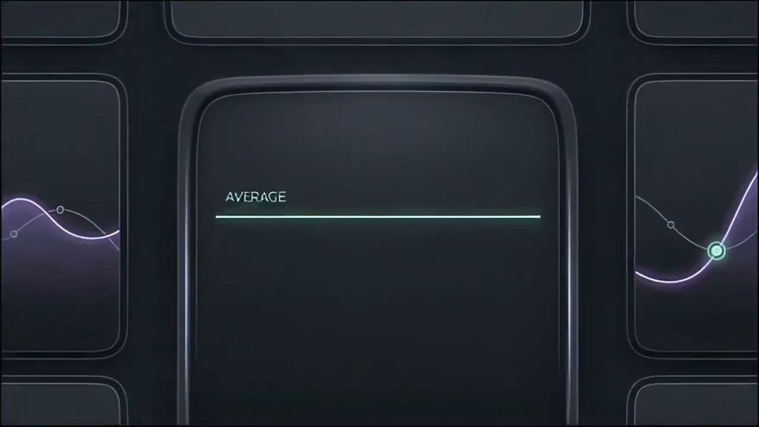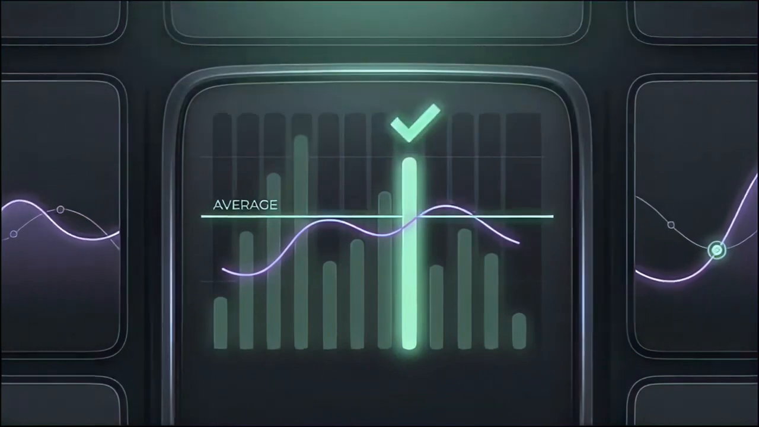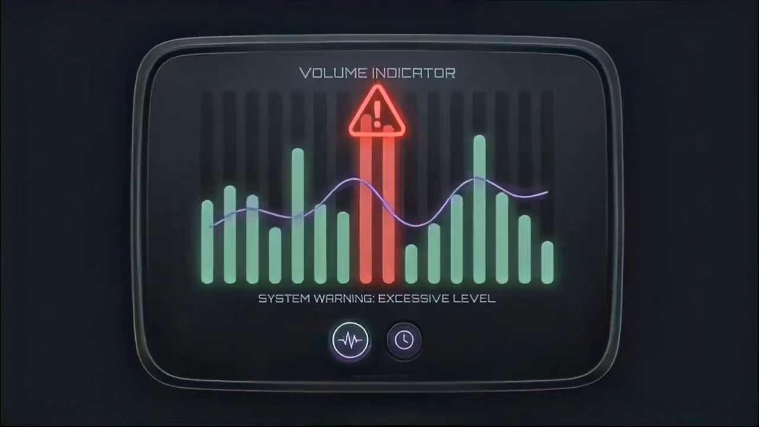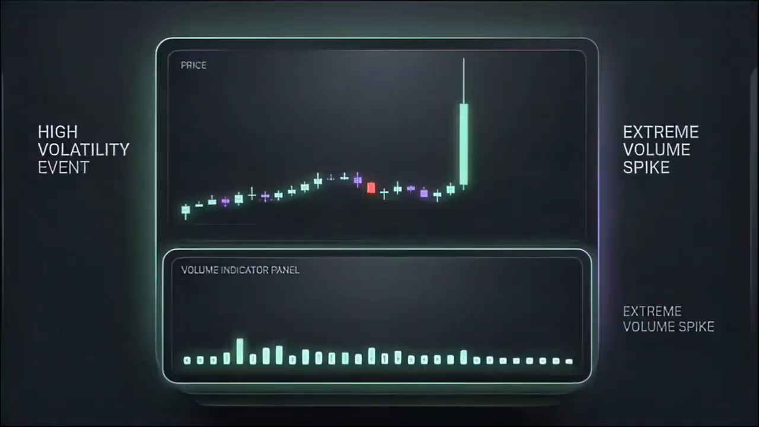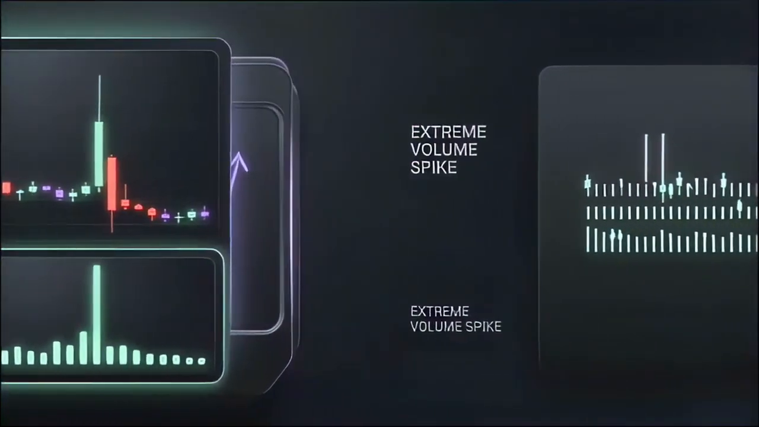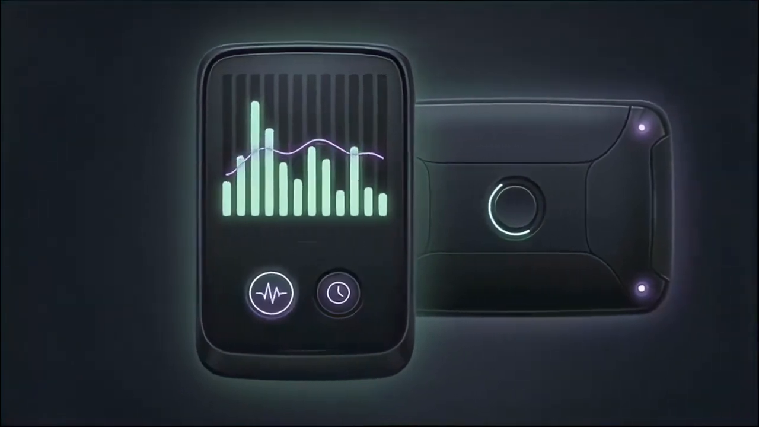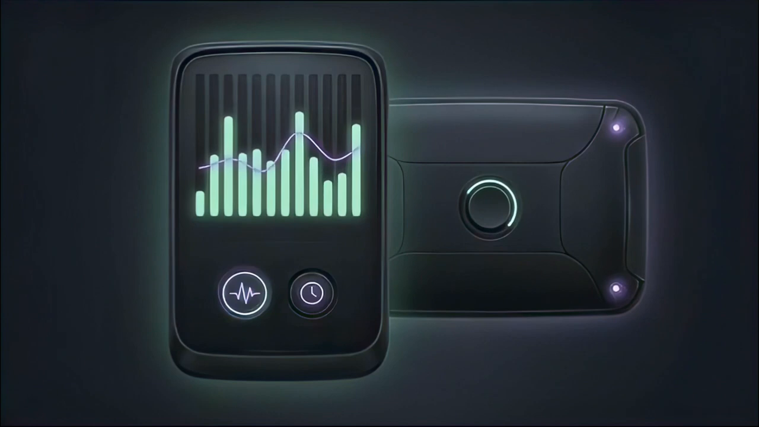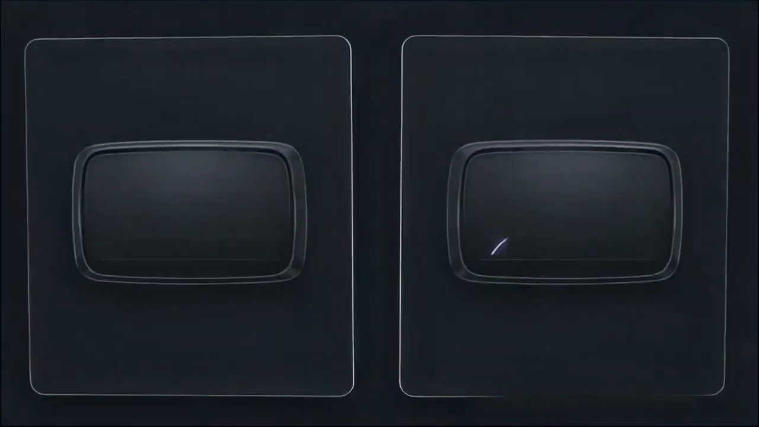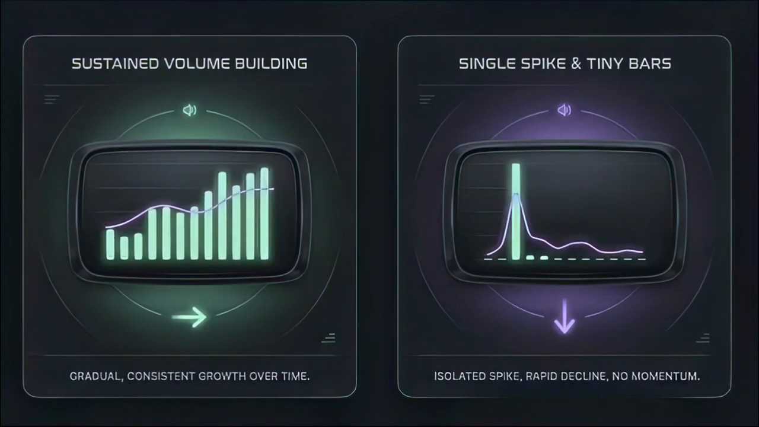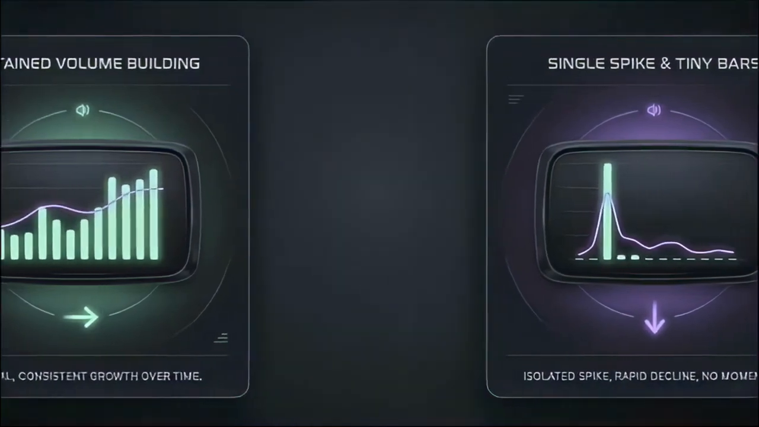A breakout bar that is comfortably above the average means real buyers stepped in. That is what you want. But a single monstrous bar that dwarfs everything around it can mean the opposite. A climax, the last rush of buyers all piling in at once, right before the move exhausts itself. So you are not just looking for the biggest bar you can find. You are looking for volume that is clearly above average, and then keeps building on the next candle or 2. Sustained participation is the tell. A 1-bar spike that immediately dries up is often the top of the move, not the start of it.